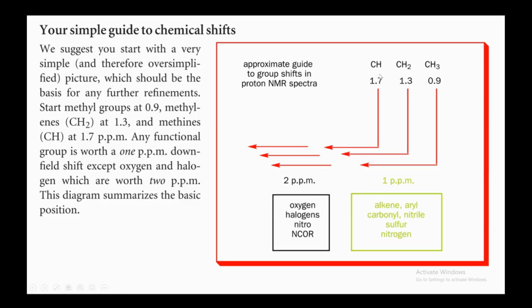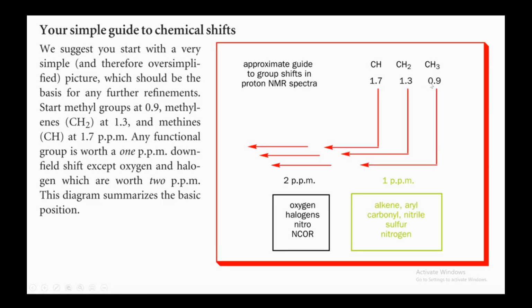So if you have a CH unit, it should appear at 1.7. If you have a CH2, it should appear at 1.3. If you have a CH3, it should appear at 0.9. But if CH is attached with oxygen, halogens, nitro or amides, then add 2 ppm to 1.7. And if CH2 is attached with these, then add again 2. And if CH3 is attached with these oxygen, halogen, nitro, then again add 2 for this as well.